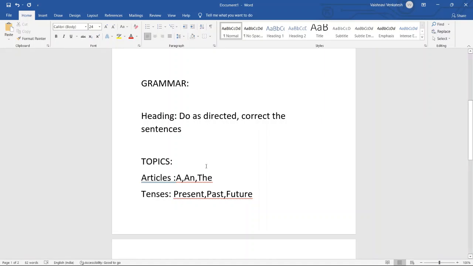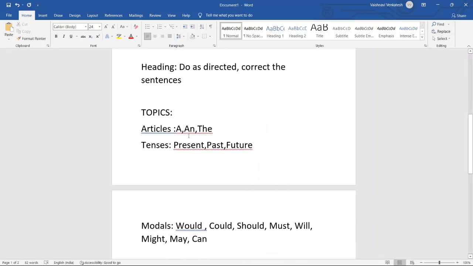And then for do as directed, you'll be asked to fill in the blanks or change the tenses of the sentences, etc. So basically the fill in the blanks will contain fill in the blanks with articles. Articles are stuff that we already know. They are a, an, and the. These are the only three articles that are there, and that will be asked. And then there comes tenses. Tenses is basically the time at which a verb takes place. A verb is an action word. So tenses may be in the present, they may be in the past, or they may be in the future.